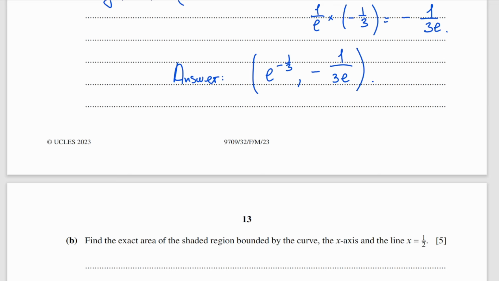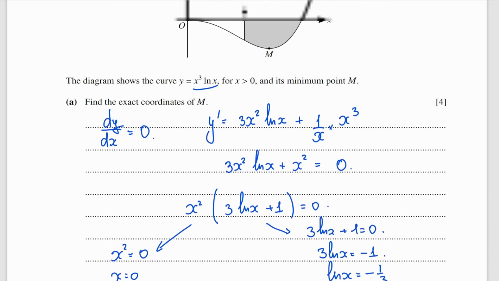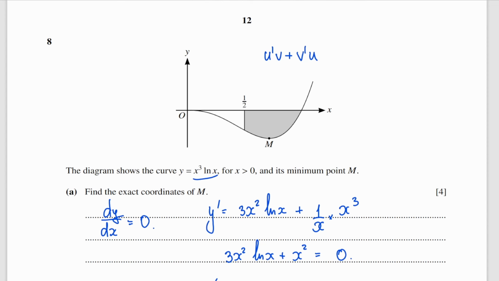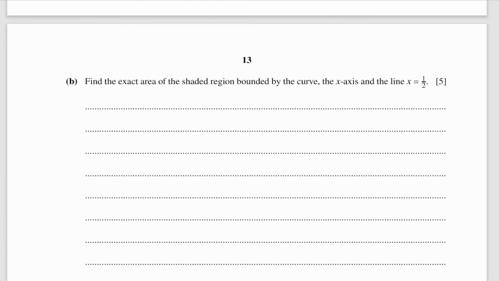Alright, next question is integration. So first we'll have to find the x-coordinate of that point. That's basically where y equals 0. So let's solve the equation x cubed log x is 0. That splits into x cubed equals 0, or log x is 0. So from here, x is equal to e to the power of 0, which is equal to 1.